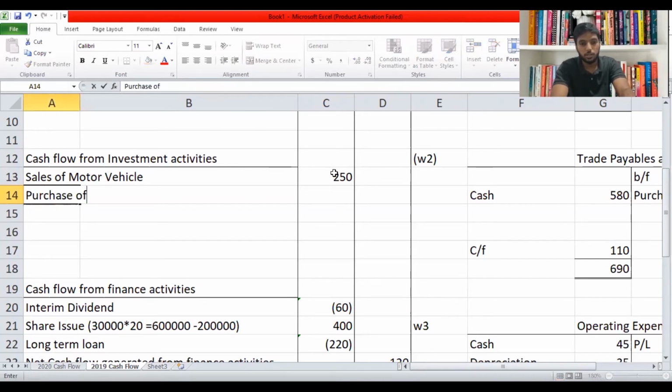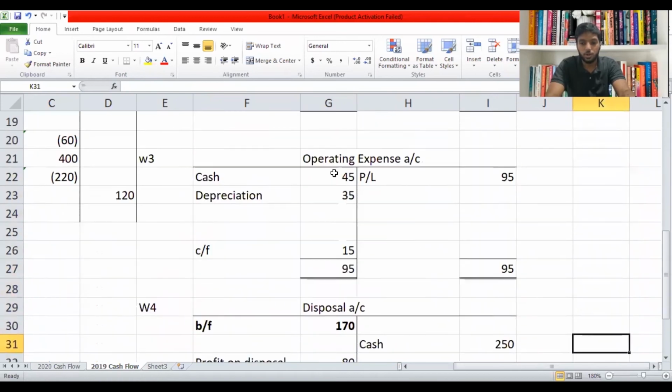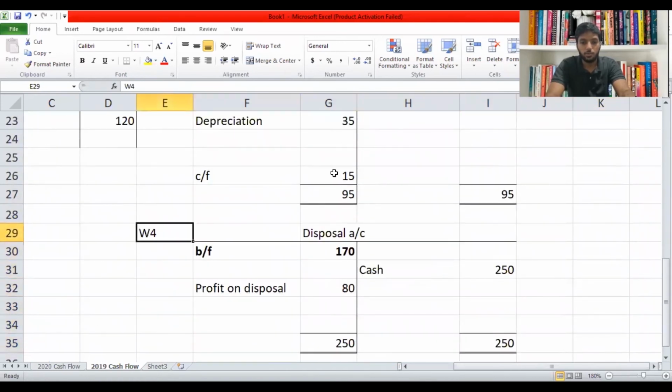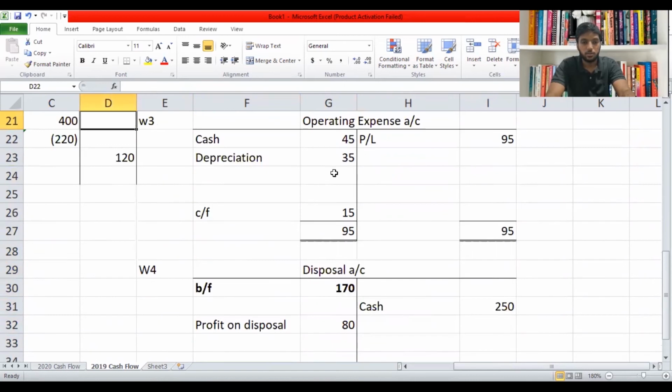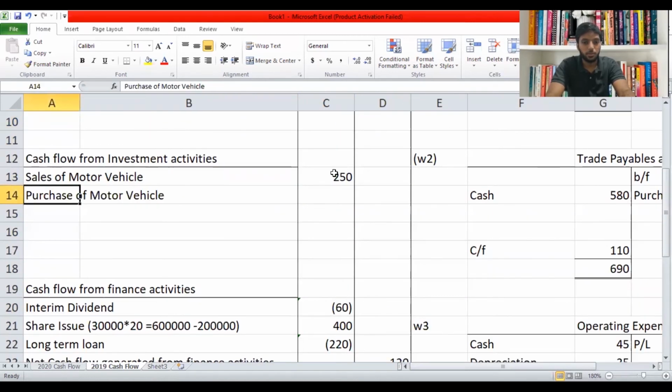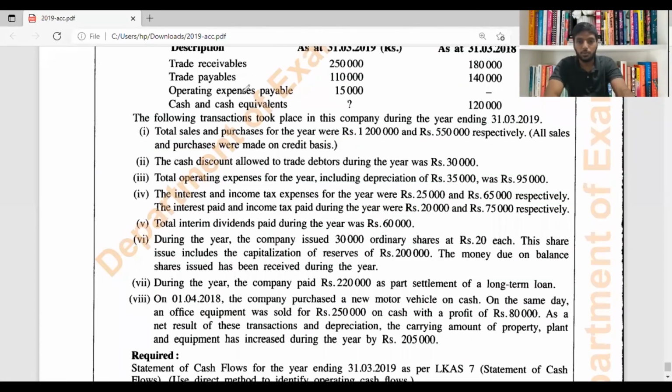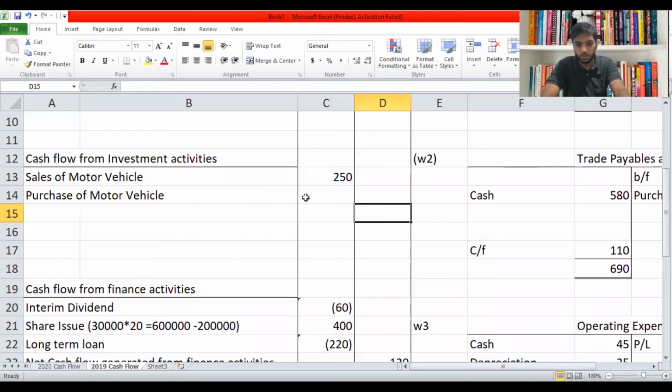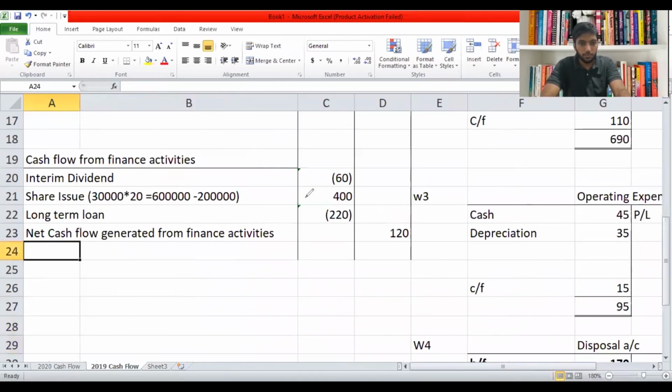So they purchased a motor vehicle also. I just need to know the value of the purchase of the motor vehicle, so that I need to open up a property, plant, equipment account to know the level of purchase. Here I'll say property, plant, equipment. Are they saying motor vehicle purchase or property, plant, equipment? Let me have a look again. Property, plant, equipment. So they said property, plant, equipment, right, guys? So we'll move on. Disposal, purchase of motor vehicle. We'll write purchase of property, plant, equipment.